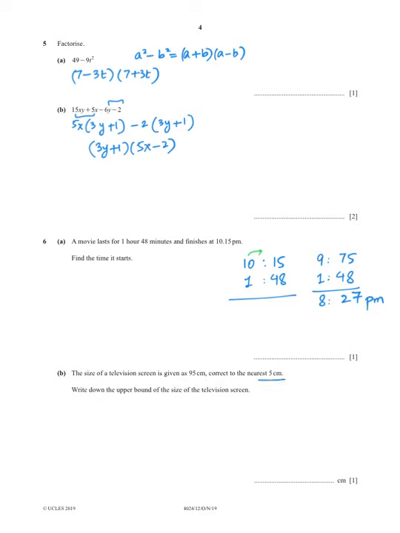Part B, the size of a television screen is given as 95 centimeters, correct to the nearest 5. Nearest 5 means now it will be 5 divided by 2 equals 2.5. That is your scale factor. Write down the upper bound. So upper bound, it will be 95 plus 2.5, and that will be equal to 97.5. That is your final answer.